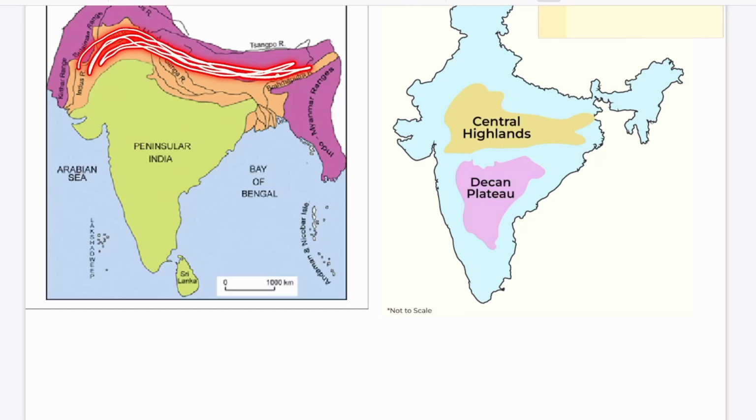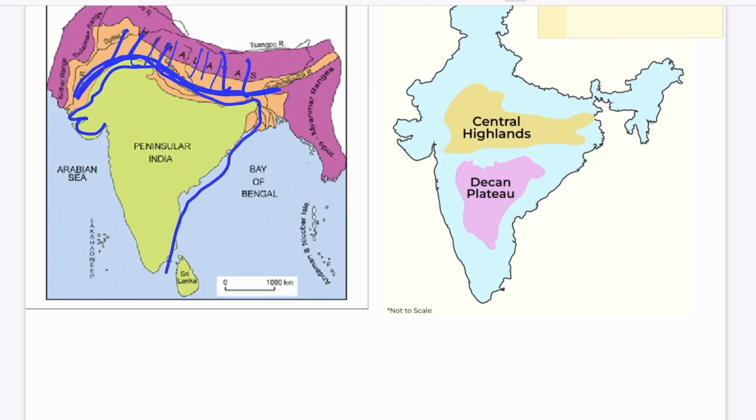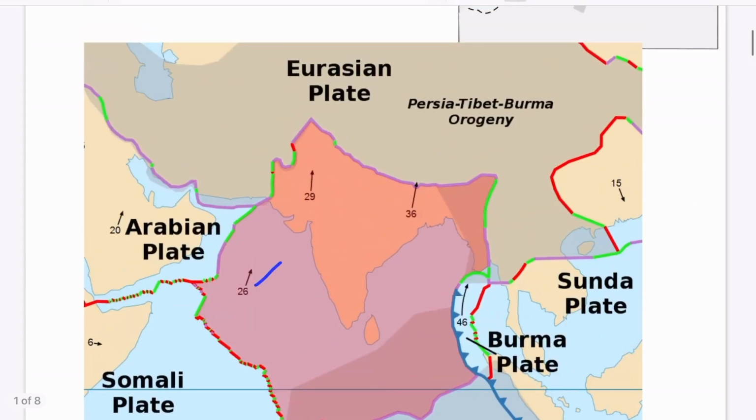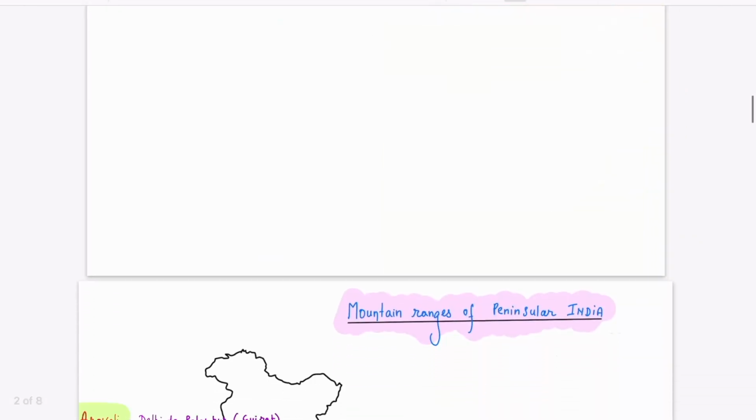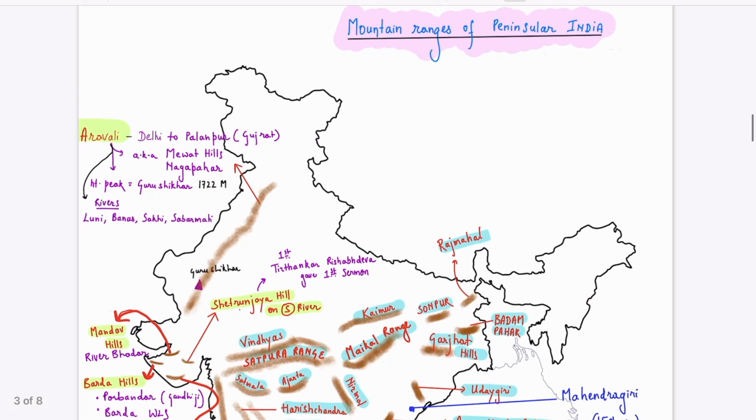However, as rivers have come down from the Himalayas, they have deposited their sediments, and here we find the Great Plains. And this particular region, that is the green one, this happens to be the peninsular India. So, in a way, you can say that the Indian plate, this region is the entire peninsular India. So this is a brief idea about peninsular India. Now, let's get started with our coverage.